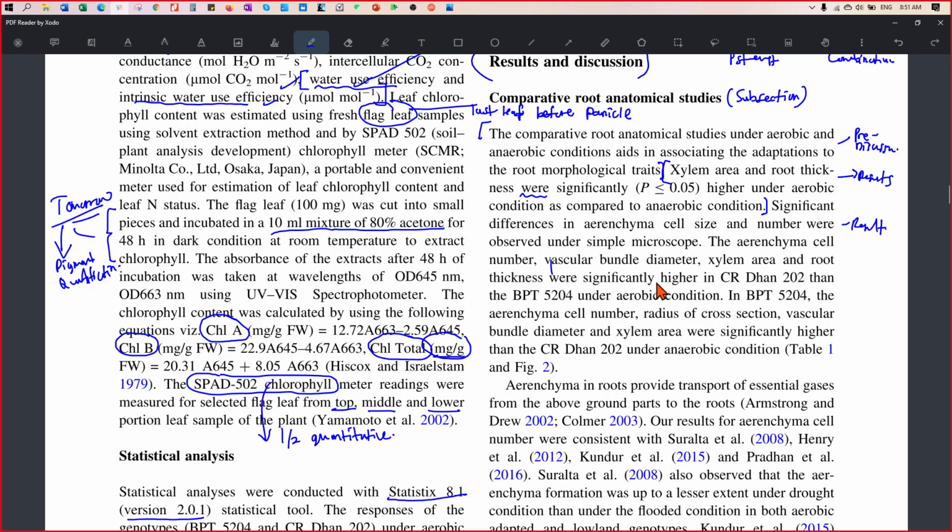Parenchyma cell number, vascular bundle, diameter, area, root thickness were significantly higher in CR202 than BPT504 under aerobic condition. Okay, all right. So this is the information that you get. This variety here has all of these parameters higher than the other variety. In BPT5204, parenchyma cell number, radius and cross-section, vascular bundle, diameter, xylem area were significantly higher. So to look at this, you need to refer to Table 1 and Figure 2. Sorry, let's move a bit down here.